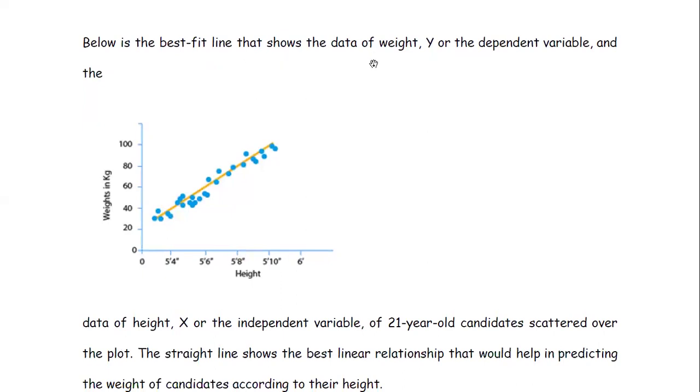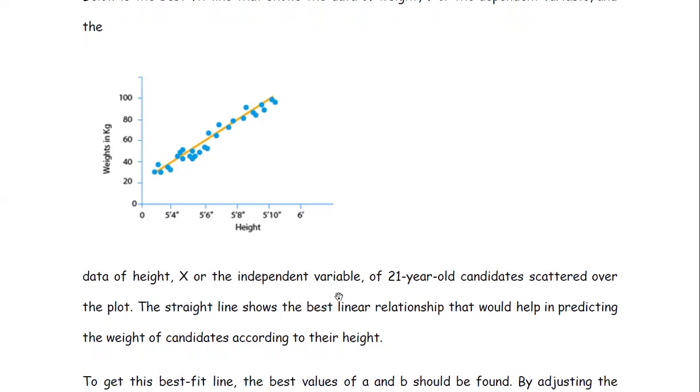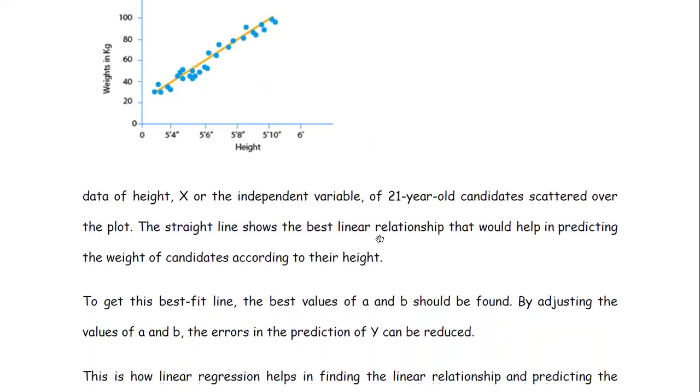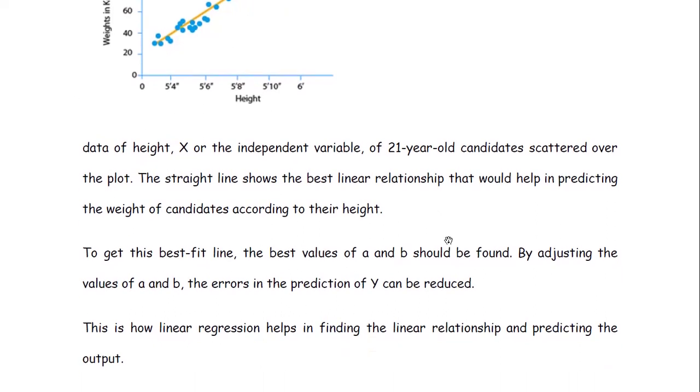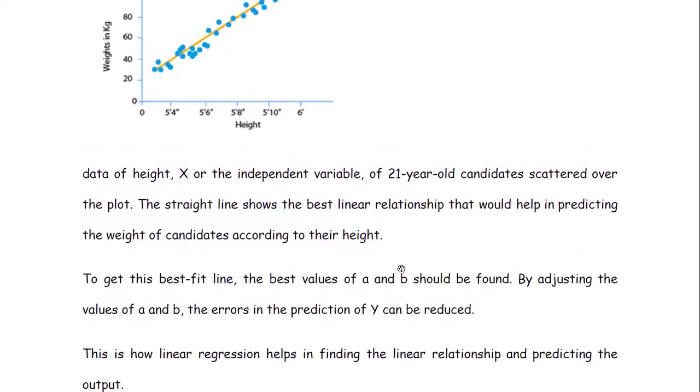Now below is the best fit line that shows the data of weight y, the dependent variable, and the data of height x, the independent variable. So this side x, this side y, and this diagram is for 21-year-old candidates scattered over the plot. Okay, you don't need to be concerned about that, but just remember that some points are there and some line tries to find a linear relationship that will help in predicting the weight of the candidates according to their height. So height x, weight y. So we are trying to predict what? We are trying to predict weight, because weight is the y, that is the output, or you can say dependent variable.